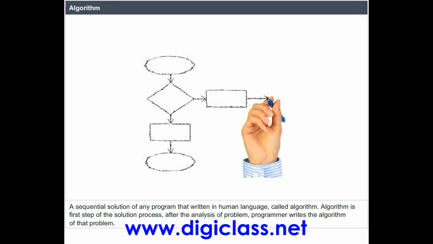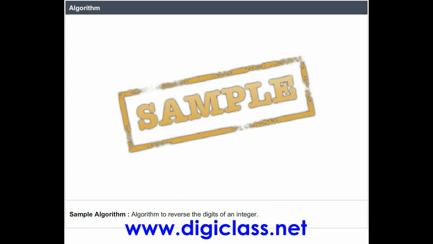Algorithm. A sequential solution of any program that is written in human language is called an algorithm. Algorithm is the first step of the solution process. After the analysis of the problem, the programmer writes the algorithm of that problem. Sample algorithm: algorithm to reverse the digits of an integer.